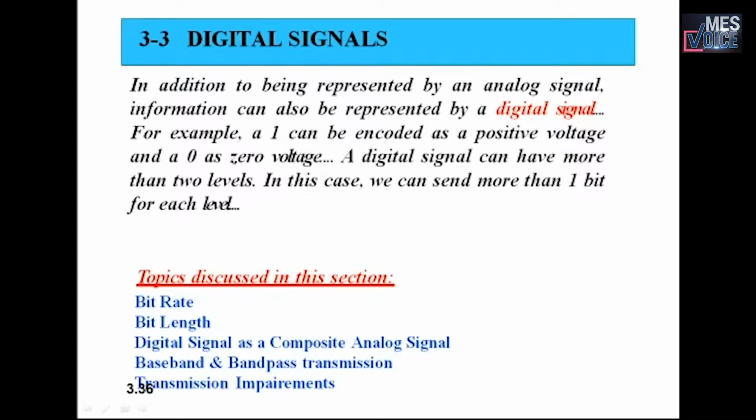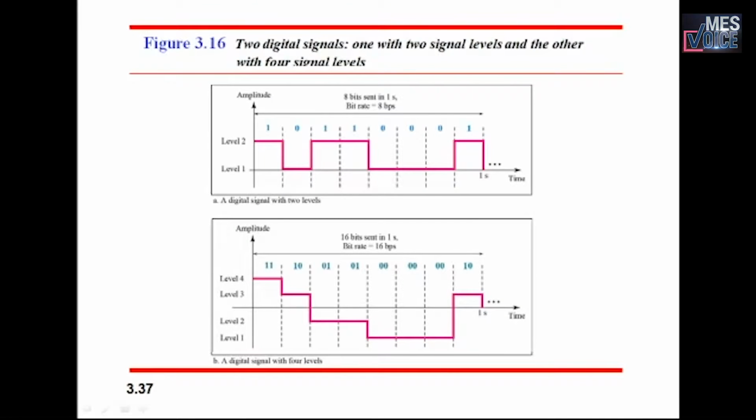A digital signal can also have more than 2 levels. In this case, we can send more than 1 bit for each level. Topics discussed in this section are bit rate, bit length, digital signal as a composite analog signal, baseband and bandpass transmission, and transmission impairments. Now, let's have a look at the figure.